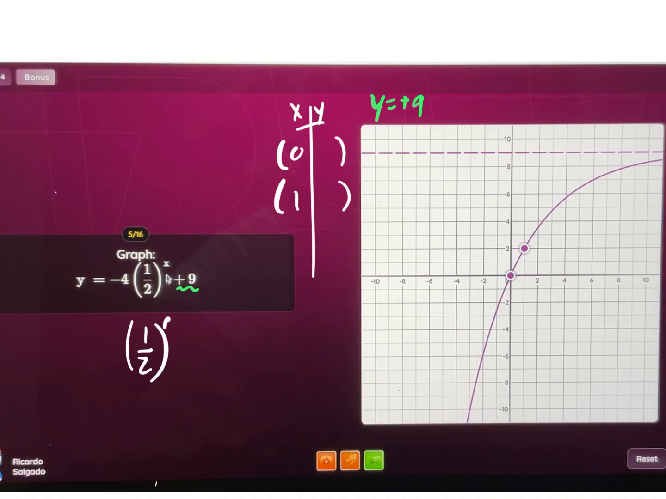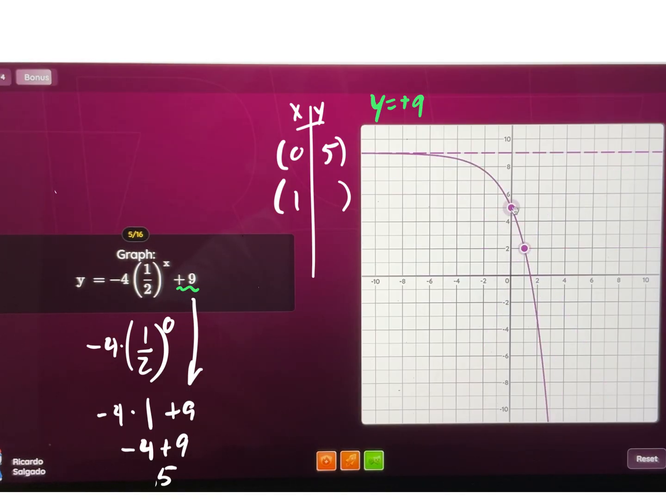1/2 to the 0 is 1. 1 times -4 is -4. And -4 plus 9 is 5. So when you plug in a 0, you get out a 5. So go to the location 0, 5, put a dot right there.